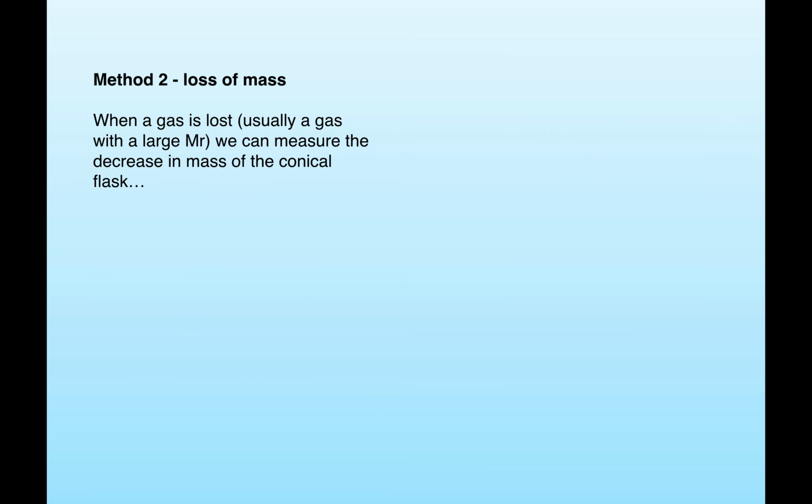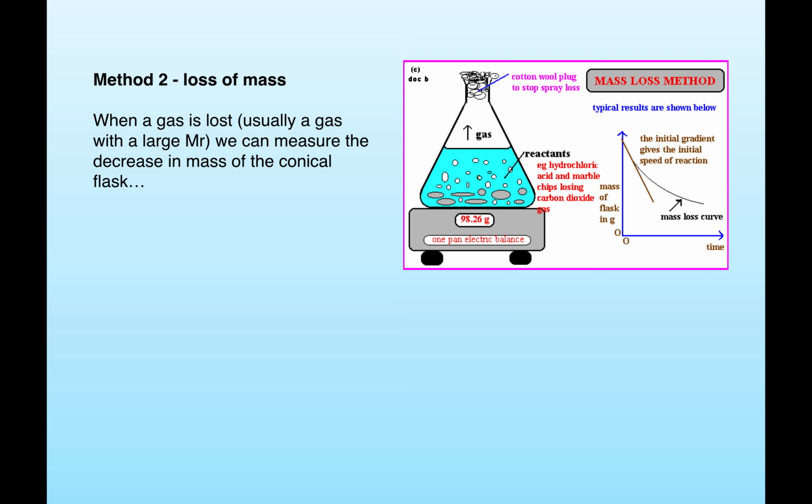Method 2. Sometimes the gas that's produced is heavy enough, it's got a big enough Mr, relative molecular mass, that you can measure the loss of mass of the reaction vessel. So you've got the reaction going on and the gas escaping. We put some cotton wool in the neck of the conical flask to stop spray loss, because these things kind of spit and spray. But the gas, in this case carbon dioxide, can escape through the cotton wool.